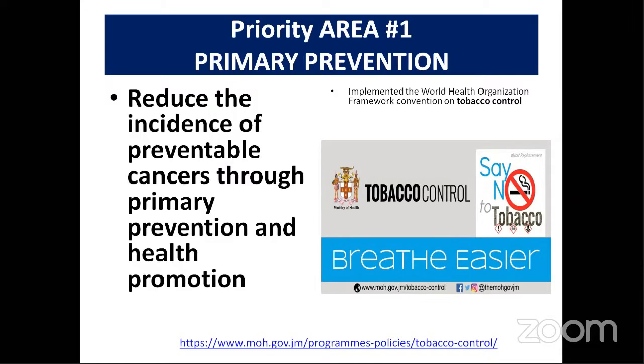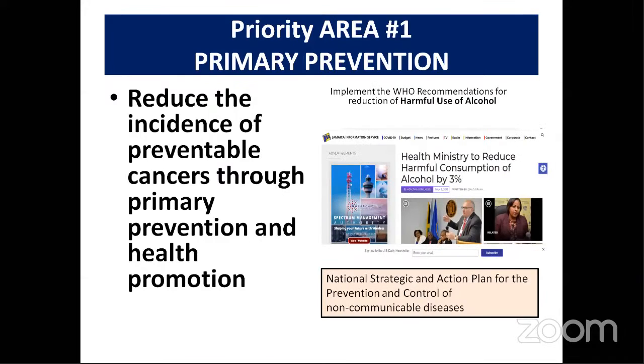One of the things that we successfully implemented in this country is the WHO, World Health Organization, Framework Convention on Tobacco Control. So we have established public spaces with no smoking signs, and we have put legislation in place where a fine will be imposed on those who breach it, selling tobacco and smoking in public spaces. So legislation is there to support this implementation. That's one of the things that we do as primary prevention.